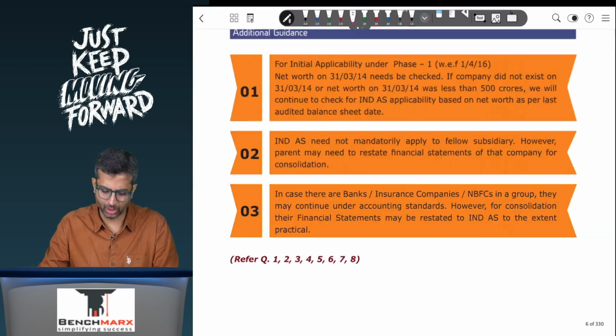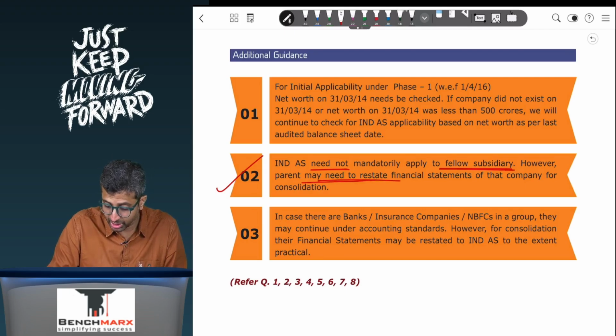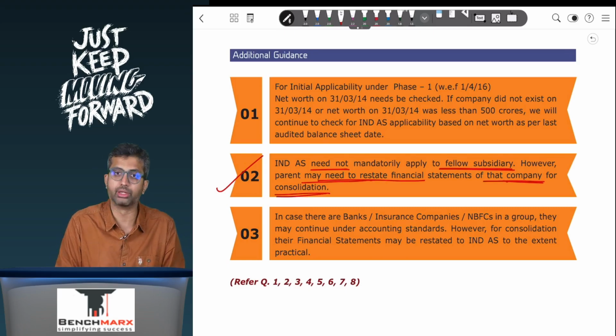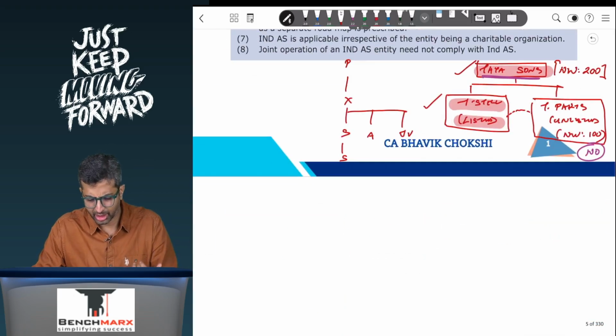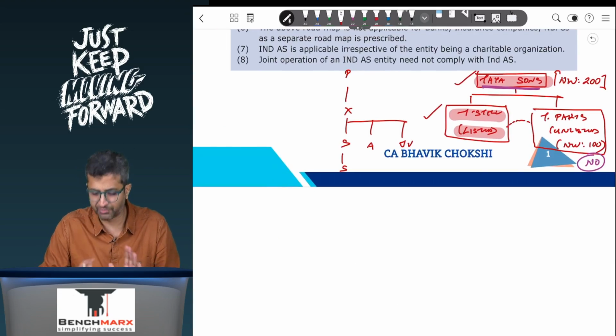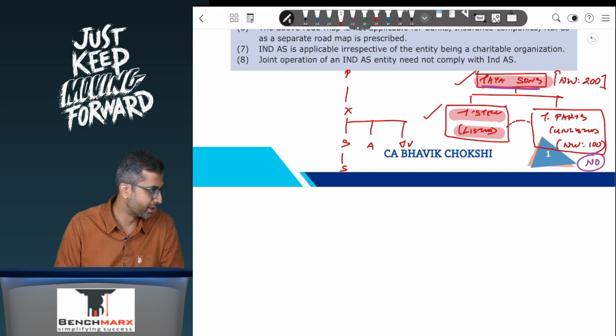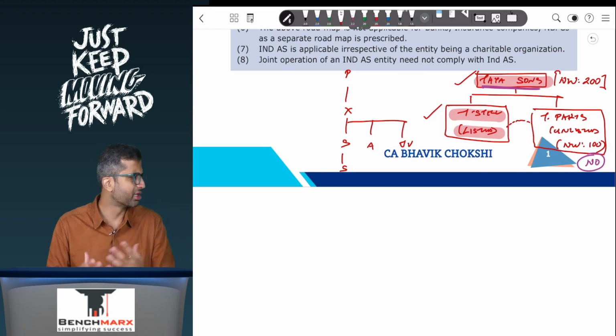Sorry, for a fellow subsidiary, if I go to the next page, point 2: Ind AS need not be mandatorily applied to a fellow subsidiary. However, a parent may need to restate financials of that company for consolidation. So remember, Tata Steel's fellow subsidiary Tata Parts need not apply Ind AS mandatorily. Are we clear with this? Yes or no?